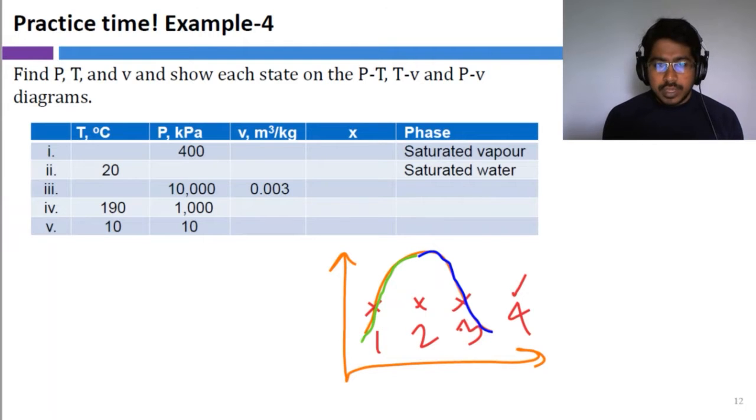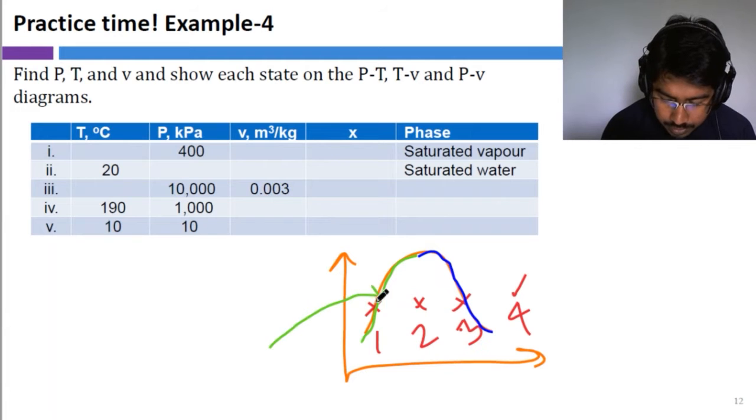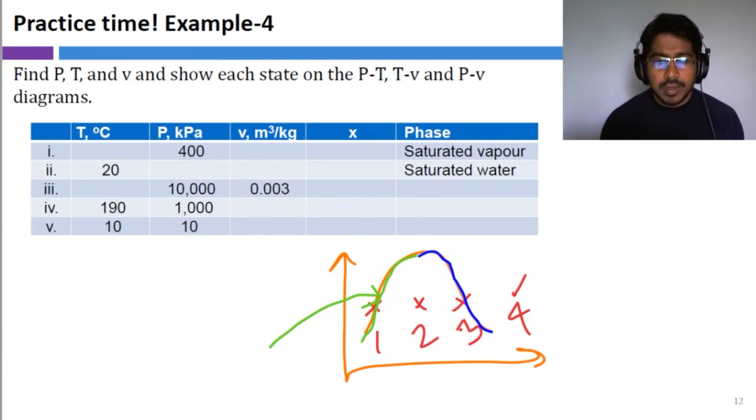So when we hear the words saturated vapor, it's going to be this one. When we hear saturated water, saturated liquid would be more accurate, but if we see saturated water, then again it is the saturated liquid line, right? And if we see the liquid plus vapor region, or two-phase region, where should we mark the point? 2. Perfect. And if we see superheated vapor, where should we mark the point? Perfect.